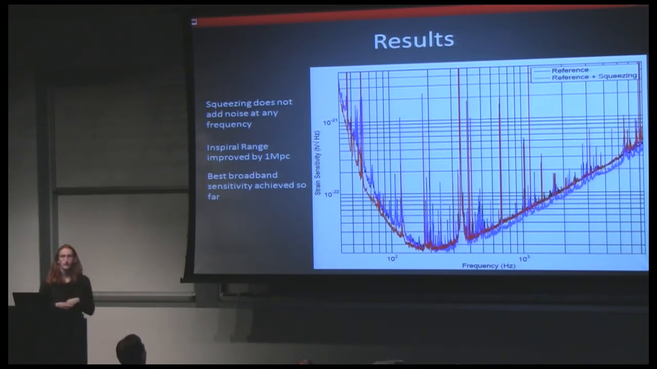So the red trace is the best sensitivity that was seen during S6. So you can see that at high frequencies, our sensitivity that we started with was comparable to the best during S6. And so our squeeze trace shows you that we had the best broadband sensitivity that's ever been achieved so far in a gravitational wave interferometer. You can see at low frequencies that the best curve was taken at a time when the seismic noise was unusually low, and we took our data at a time when the seismic noise was unusually high, but we weren't adding any noise at those frequencies.